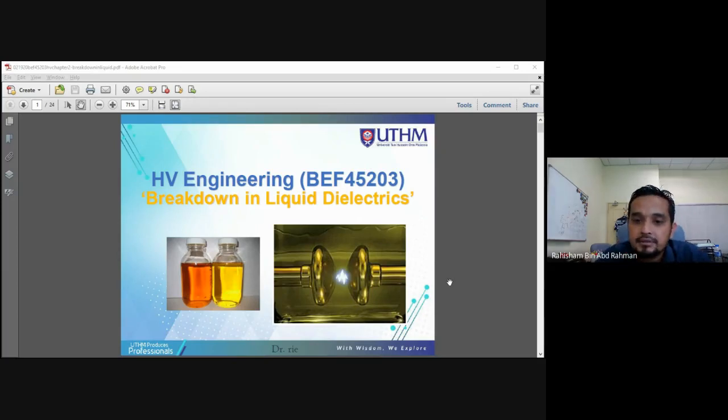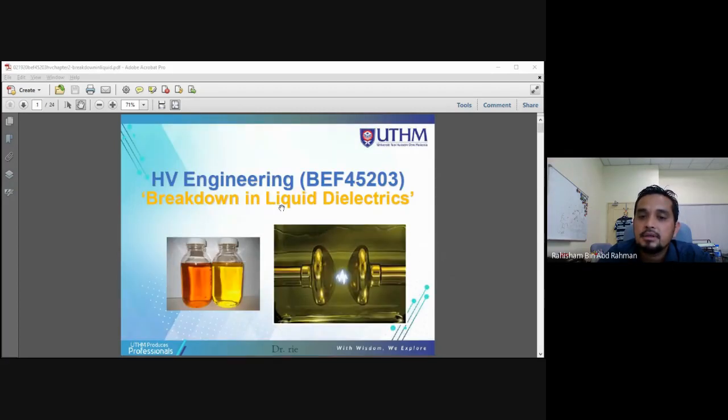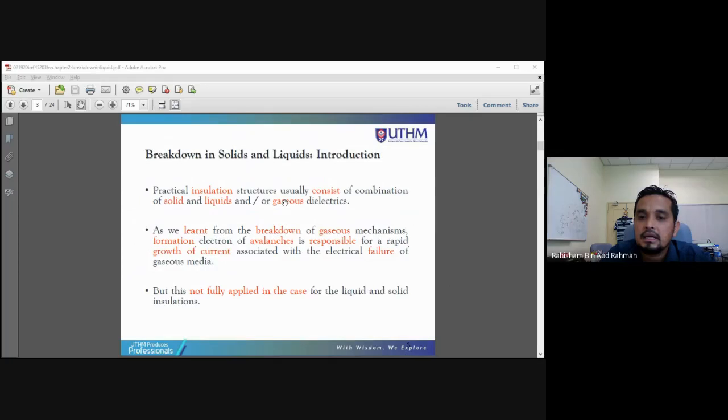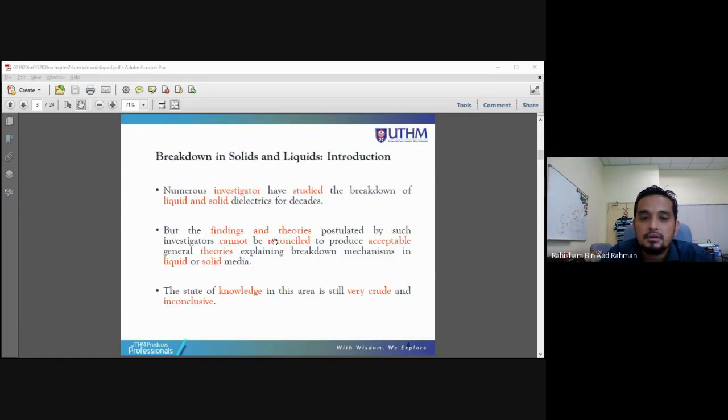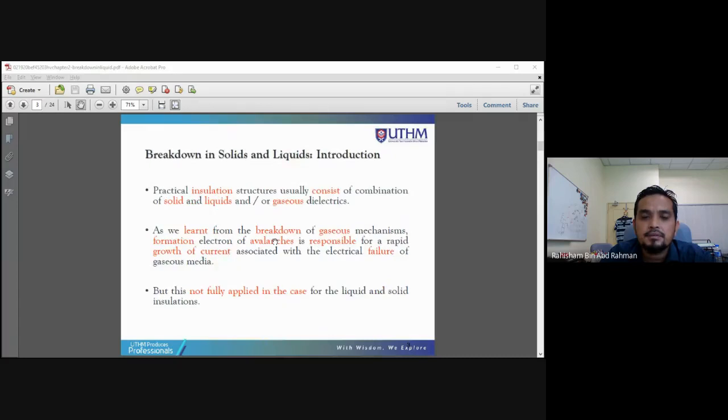Okay, breakdown in the gas. This one is in the liquid. So you need to be able to differentiate the characteristics of the liquid as compared to, for example, gas and solid. Make sure you know the difference in terms of the characteristics.